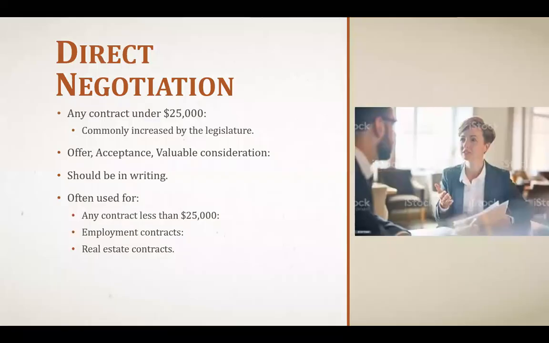Now, in direct negotiation, what is the overall process here? If you look at your checklist, it's very simple. It's offer, acceptance, and valuable consideration. It's just going back to those very basics of contracting. It should be in writing, but in general, other than the overall price, there aren't many restrictions to direct negotiation.